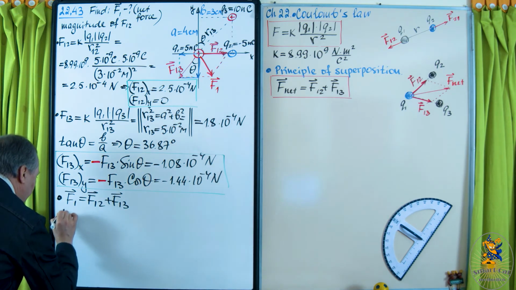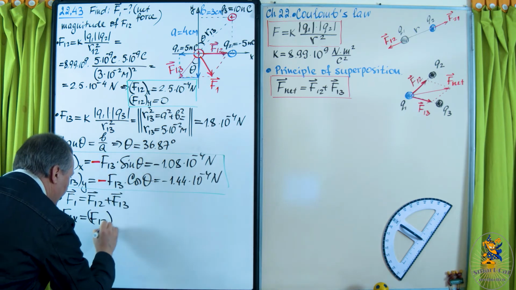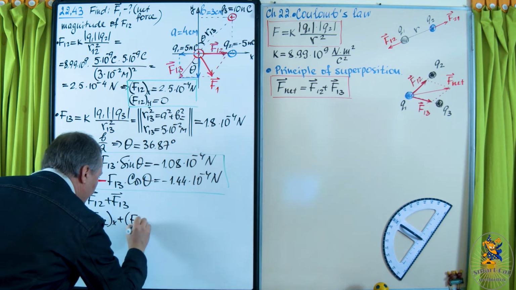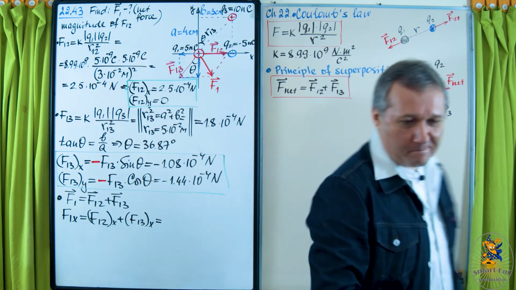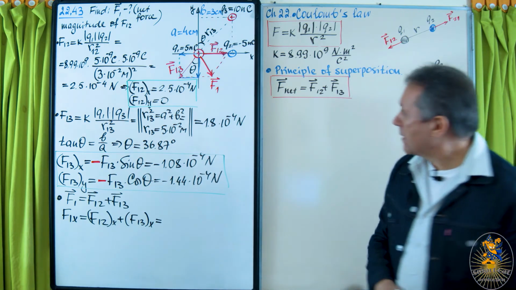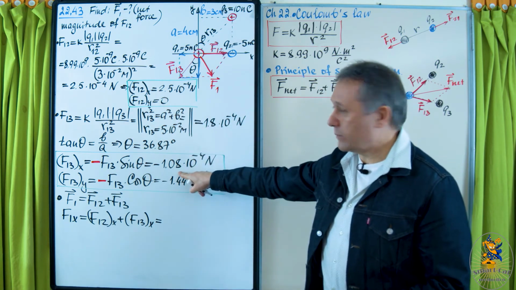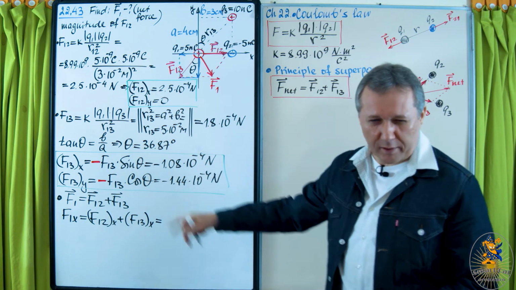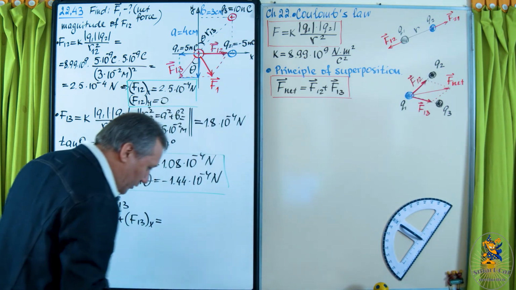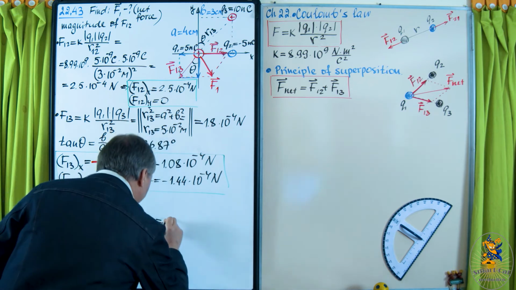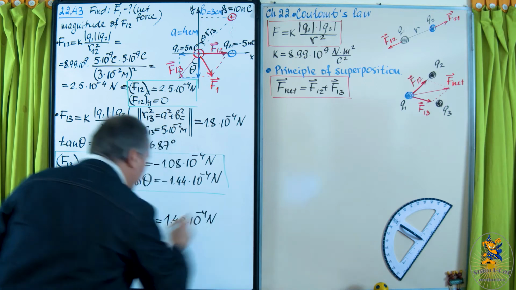So I will write F1x equals, of course, F12 x component plus F13 x component. Okay, so this is positive, this is negative. Of course, we will have to subtract them. Okay, I'm not going to write numbers. I will write down the answer immediately, right? I think that you're not going to object, right? So it will be 1.42 times 10 to the power of minus 4 newtons.